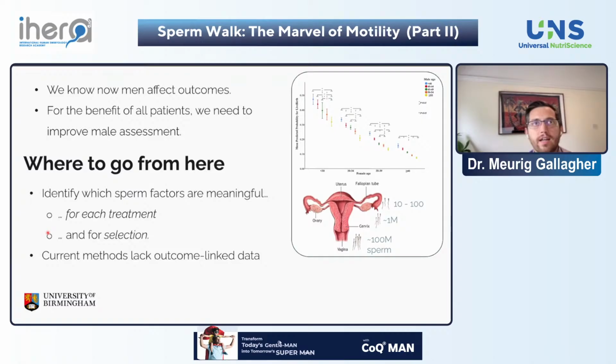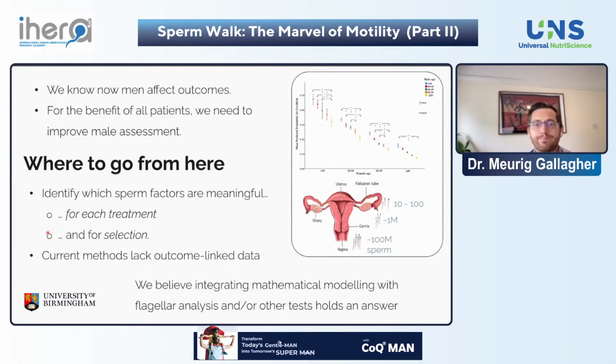Well, first we need to really identify which sperm factors are meaningful for each treatment, and then which sperm factors are meaningful for selection. And really, the key problem is that most of the methods that already exist either lack outcome-linked data entirely, or that data shows that they do not have good links to outcome, and therefore people don't talk about the data so much. And that's problematic. Really, all of these things only matter if we can show a link to outcome and use them in a constructive way. So we really believe that our mathematical approach, along with data, along with outcomes, has good potential to try and uncover some of these answers, and that's exactly what we're trying to do, and we're constantly looking.